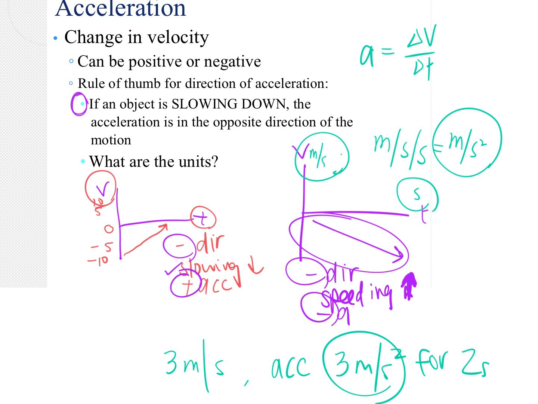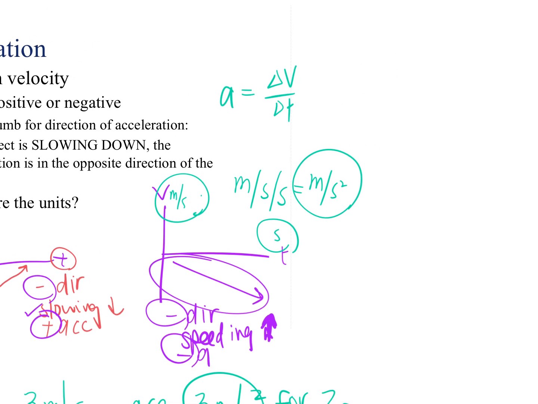But this equation is how we solve for acceleration. We take change in velocity over change in time. Now, do you remember what this little triangle symbol means? It means change in, or delta is what it's called. But it means what minus what? You remember? Final minus initial. Good. So in our equation, acceleration is equal to final velocity minus initial velocity over time.